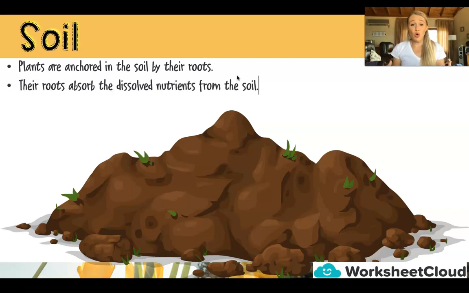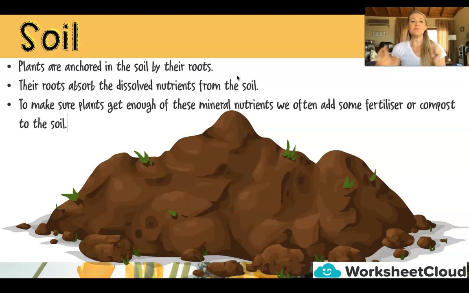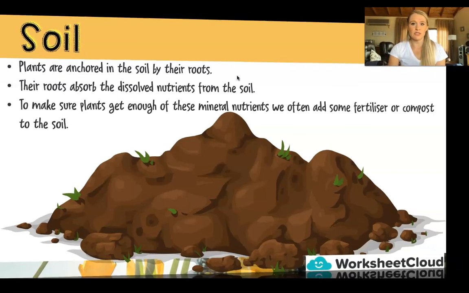Their roots absorb the dissolved nutrients from the soil through the root hairs, and to make sure plants get enough of these mineral nutrients, we often add some fertilizer or compost to the soil. And the fertilizers and compost that we can get from our shops, and sometimes we can make our own compost. They're packed with nutrients that the plants absorb, and then they use them wherever they want in the plant.